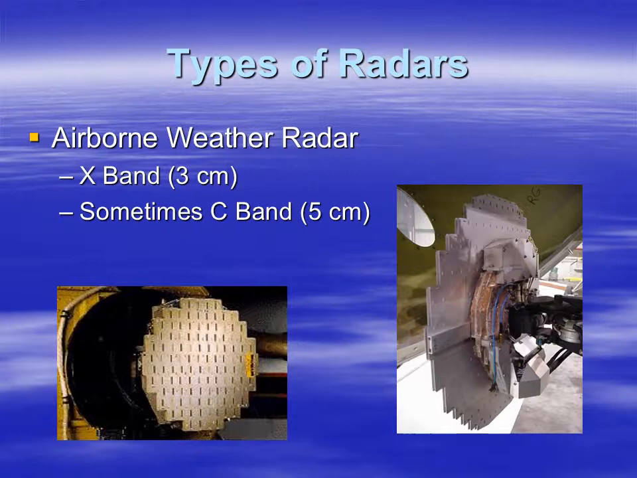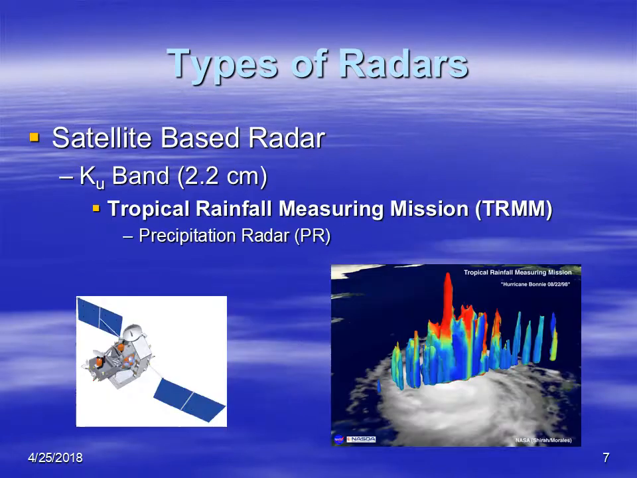However, remember that longer wavelengths mean bigger antennas. So a C-band radar usually can only be carried in the largest aircraft. The antennas are very big. Another type of radar is the satellite-based radar. These are Ku band radars, shorter wavelengths. Typically, of course, on satellites.